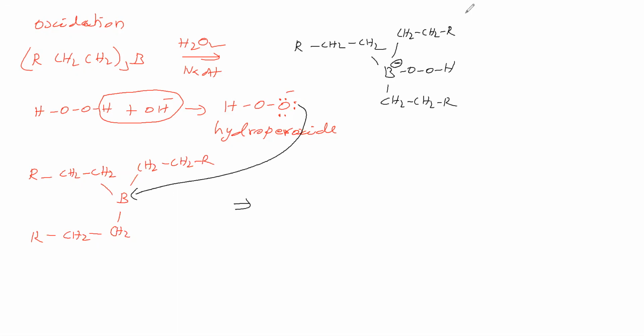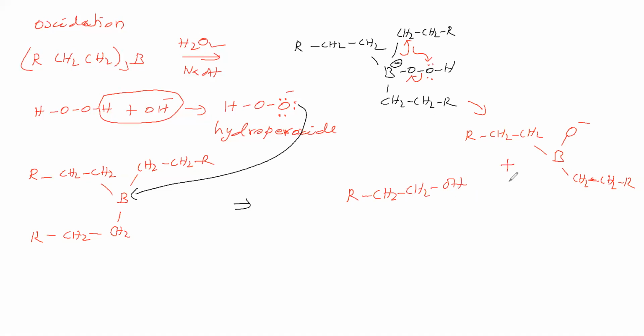Next, what is happening? Next, what is the structure that we will see? In the next structure, this bond is migrating towards this carbon, which is attacking this oxygen. This bond is migrating towards this side. So what we will get is RCH2CH2 single bond boron, with O minus here, then CH2CH2R. Then another substance, RCH2CH2OH, we are getting.